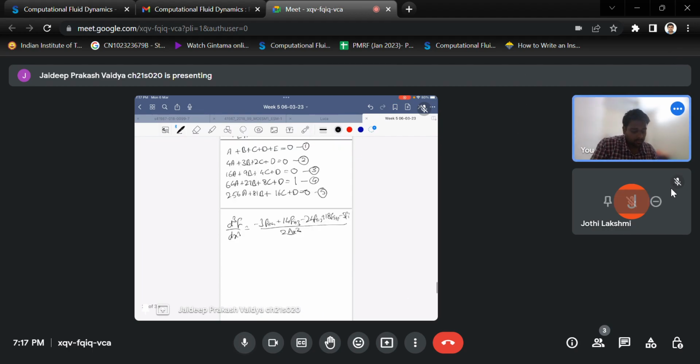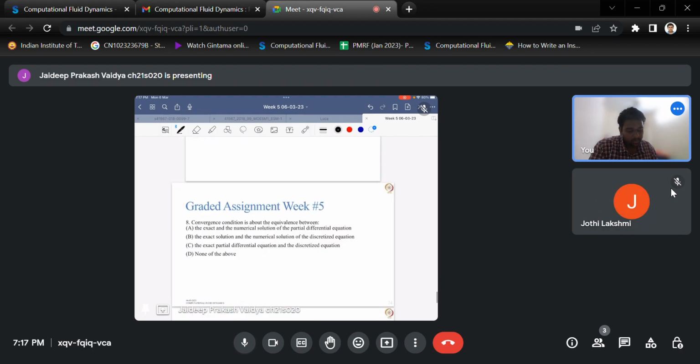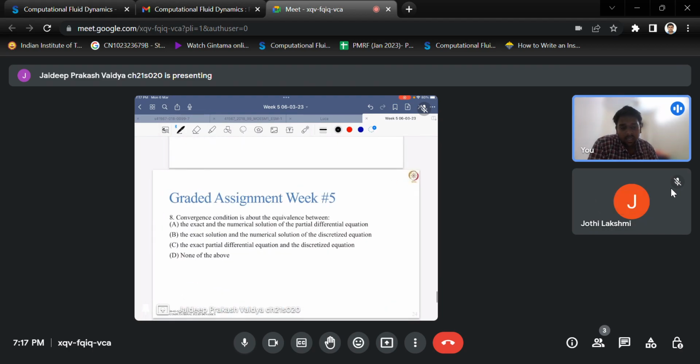Okay, moving on to question number 8, which is basically a theory question. Convergence condition is about the equivalence between which of this? The exact numerical solution of the PDE, exact solution and numerical solution of the discretized equation, exact partial differential equation and the discretized equation, and none of the above.